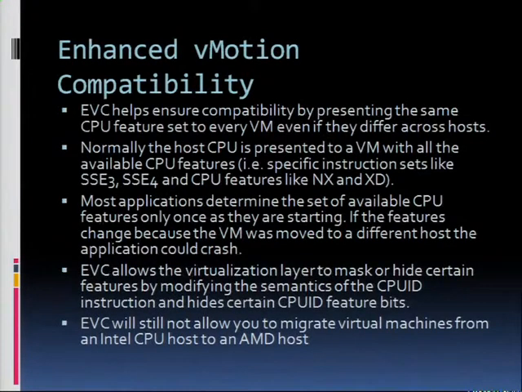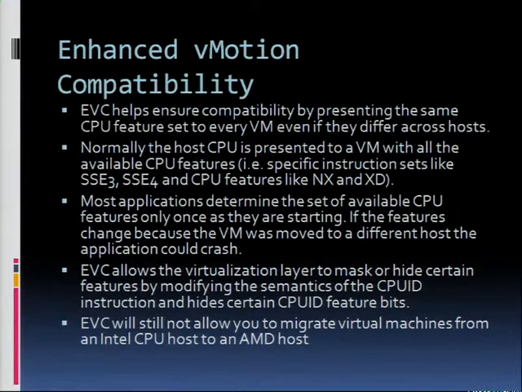Enhanced vMotion Compatibility is basically a new feature that allows you to create a consistent CPU mask. It'll mask certain features of the CPU so you can do vMotion. A lot of times, basically how it works is that when you boot an application, it looks at the CPU that's inside of it to see what CPU features it has, and then the application can take advantage of those certain CPU features.